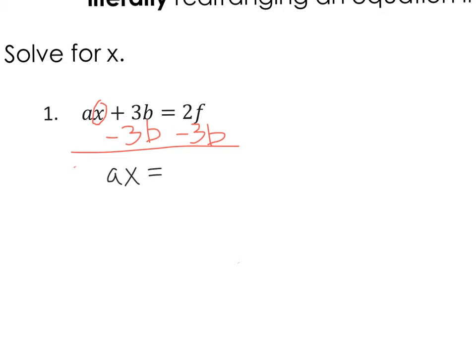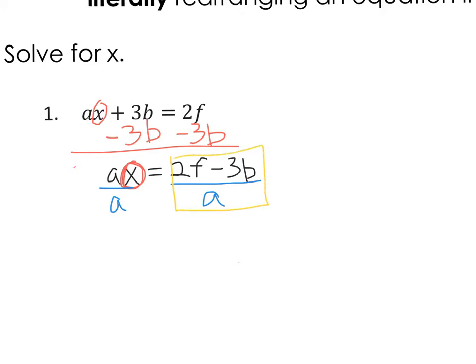combine 2f minus 3b. So I literally write 2f minus 3b. Circle what you're solving for again, because notice I have 2 variables, so I want to make sure I'm circling the one that I want. What is outside what I circled? The a. So I'm going to divide, since that's multiplication, I do the opposite. So I'm going to divide by a, and what's on the right is my final answer. X equals 2f minus 3b divided by a. So that's one way to do it.